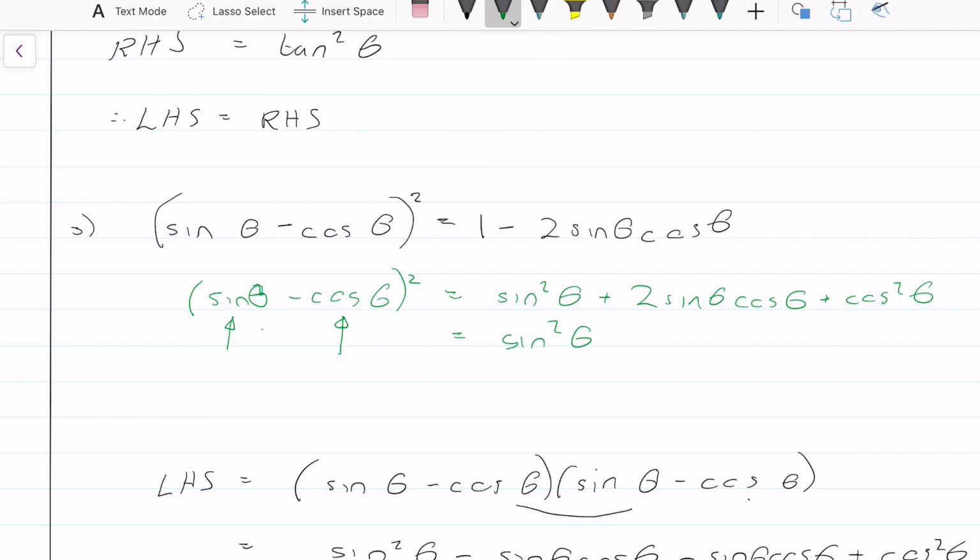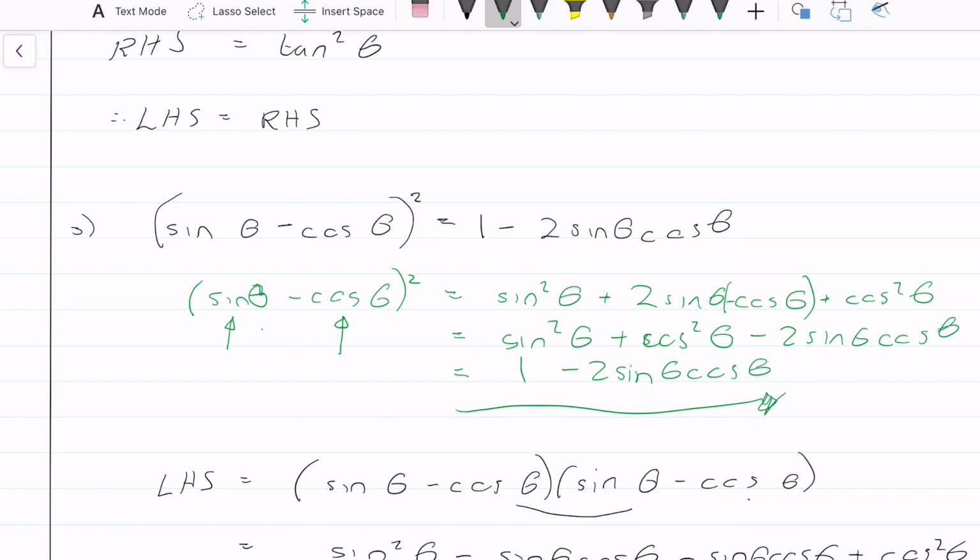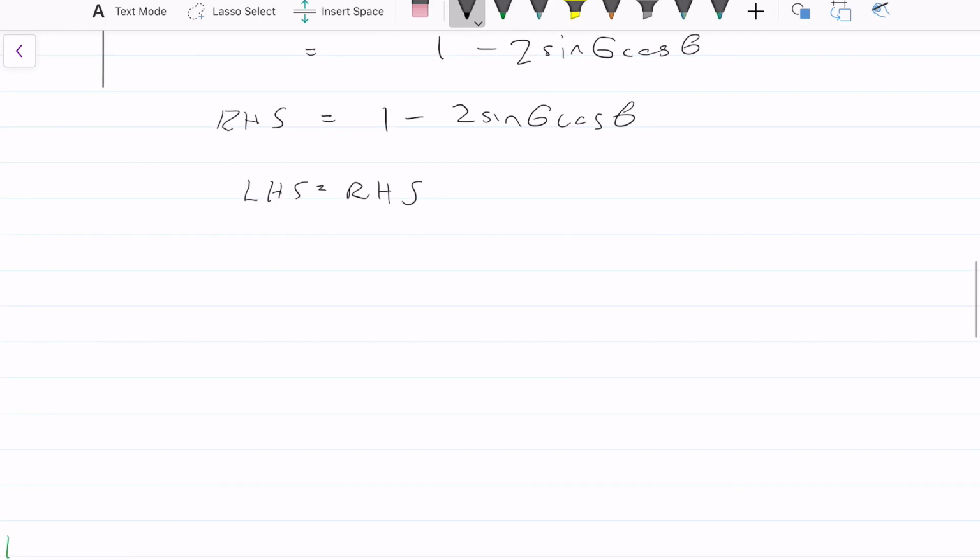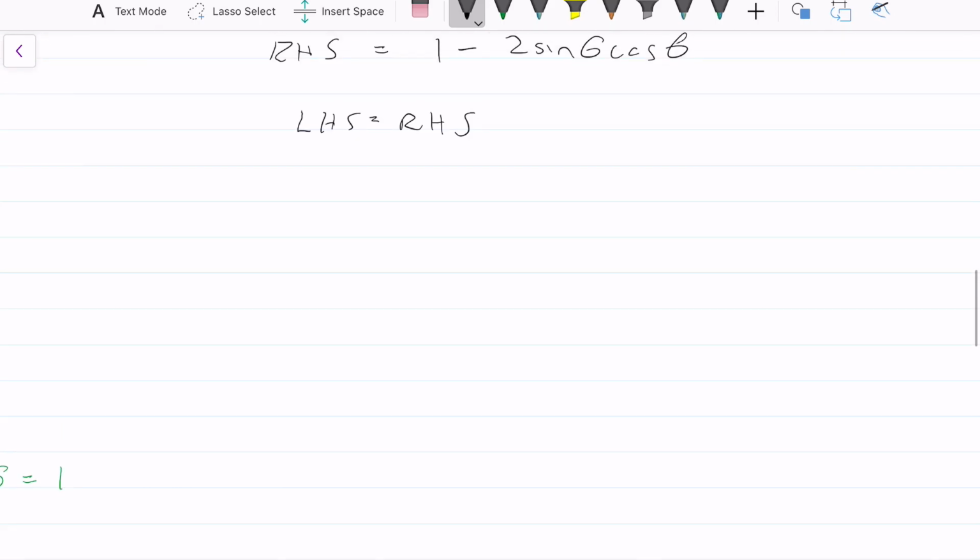This is a plus, and this is a minus cos. So we get plus cos squared theta minus 2 sine theta cos theta, and again we get 1 minus 2 sine theta cos theta, which is again the answer. Okay, so let's look at one. So that's question 3, question 4.